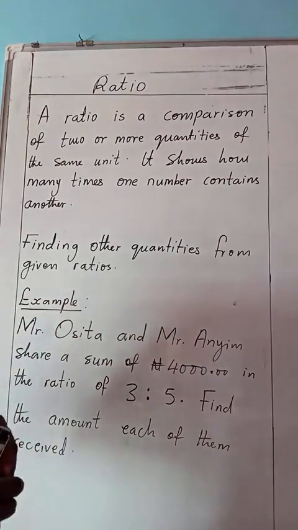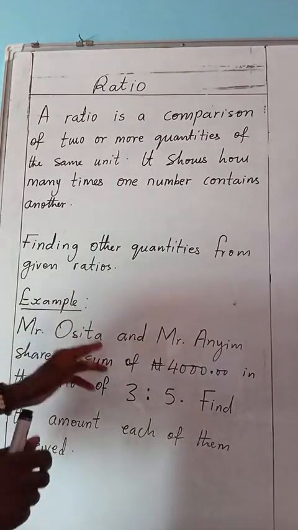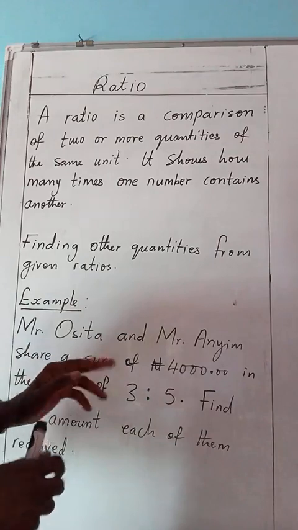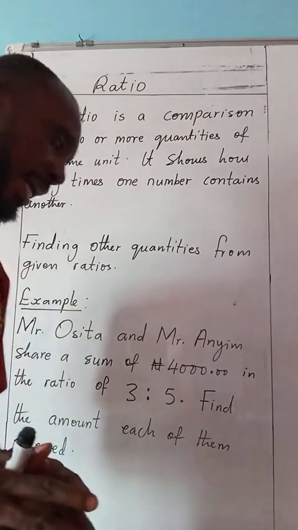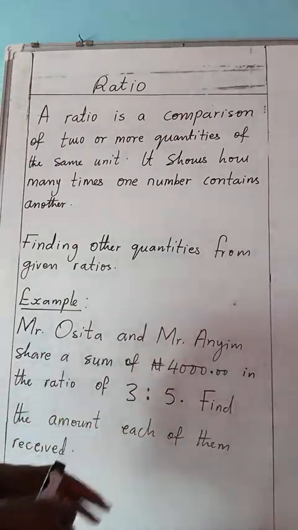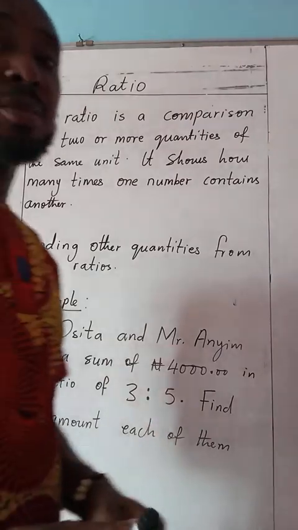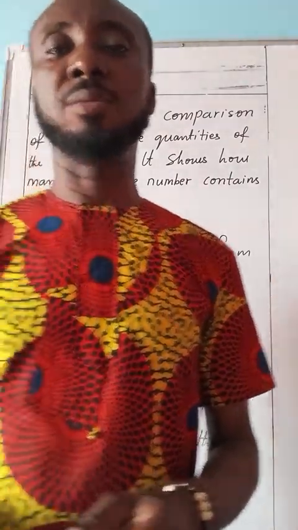Now, let's look at this example. We have Mr. Osita and Mr. Anyim share a sum of 4,000 naira in the ratio of 3:5. Find the amounts each of them received.